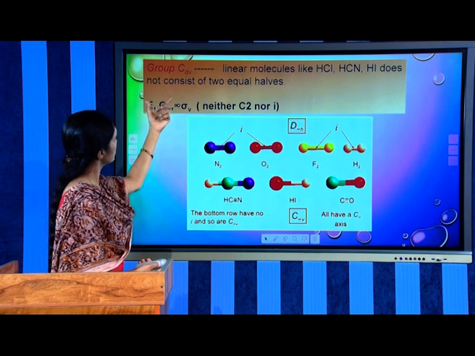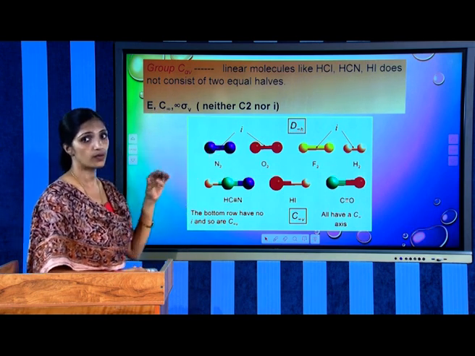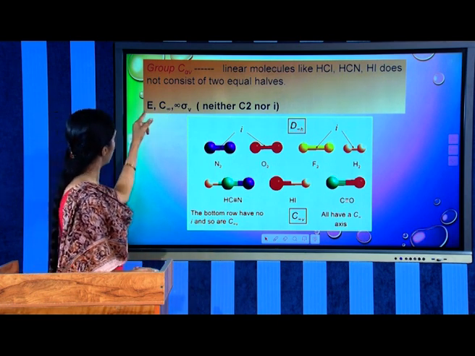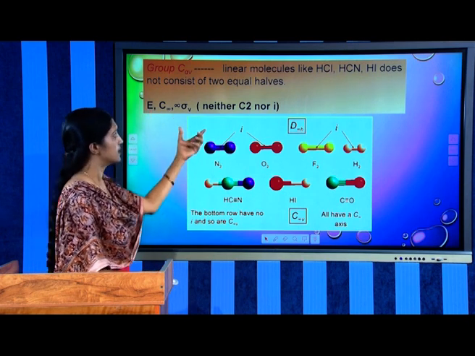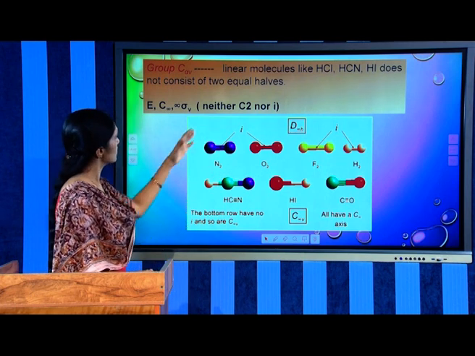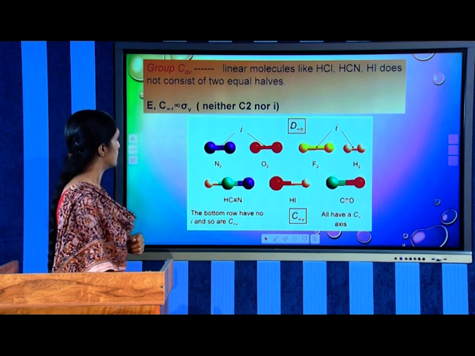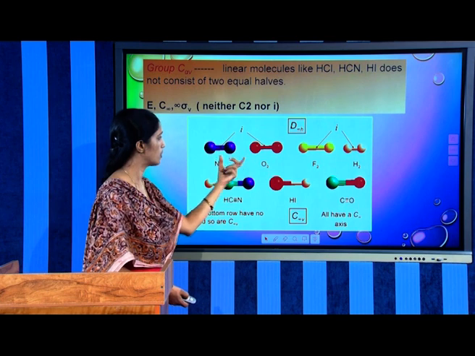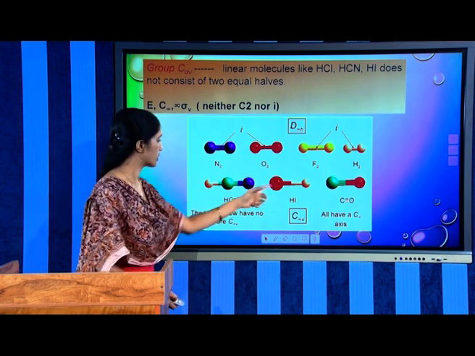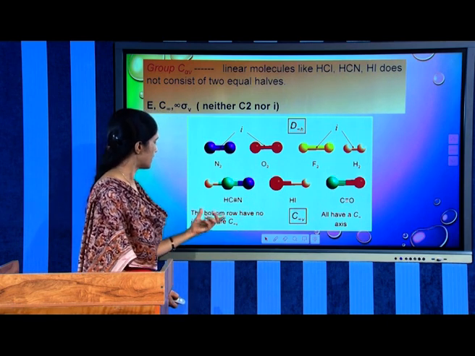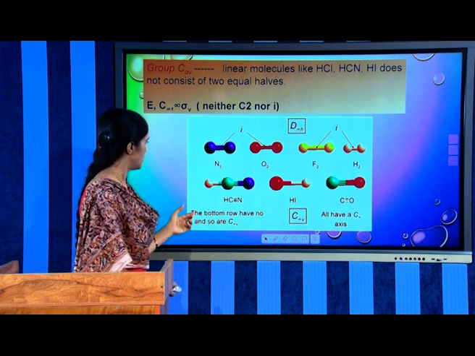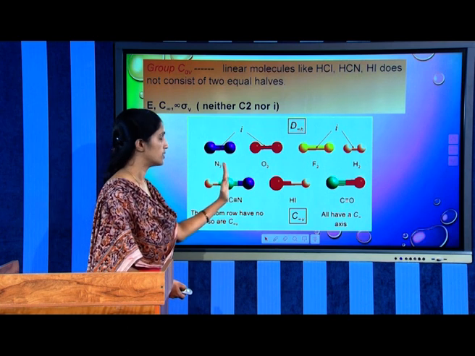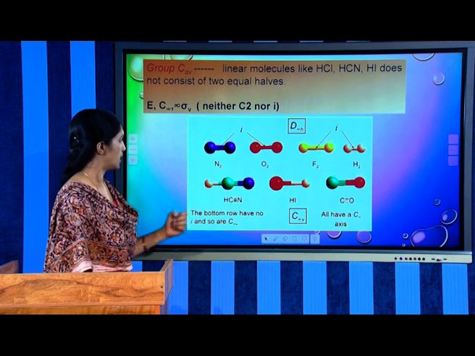And in the case of group C infinity v, these are also linear molecules, but they do not possess equal halves, like the molecules HCl, HCN etc. So, the molecule contains symmetry elements E, C infinity, infinity times sigma v, but does not contain C2 or i. There is no C2 or i present in the group C infinity v. So, let us look at the difference. These molecules, that is N2, O2, F2 etc., are symmetrical molecules, they do possess i, but these molecules, that is HCN, HI, C triple bond O, are non-symmetrical, they do not possess equal halves, so they fall under the category C infinity v. There is no sigma h, the plane does not give equal halves, and also i is not present.